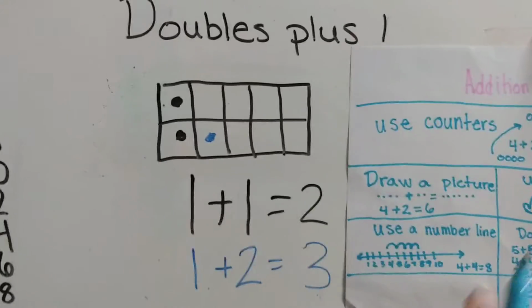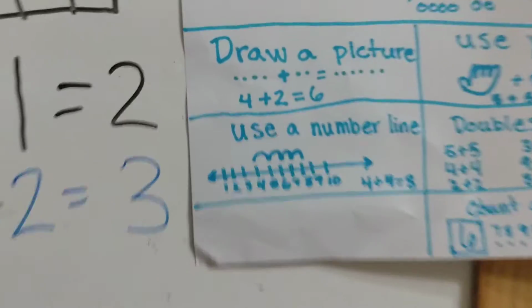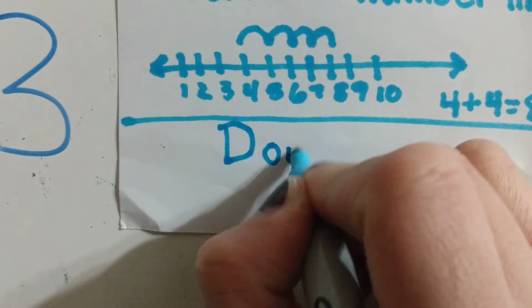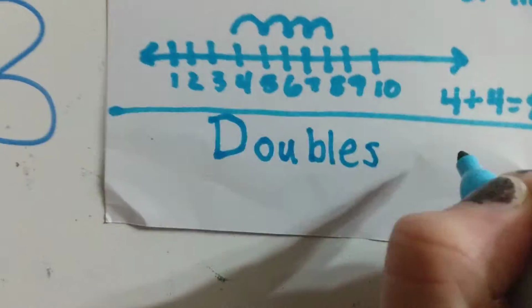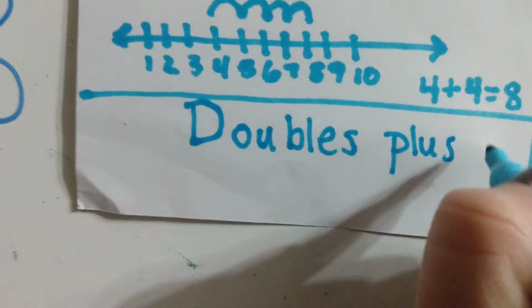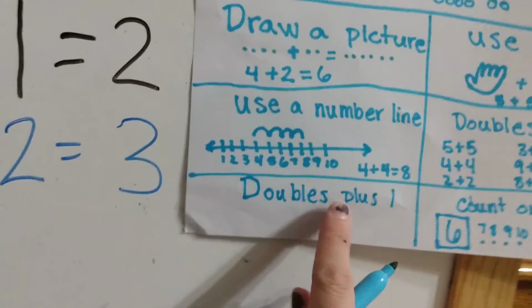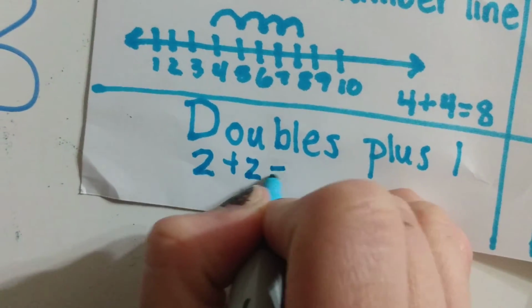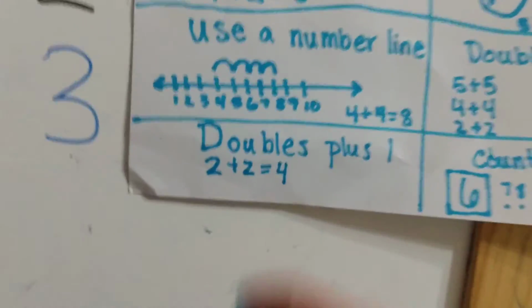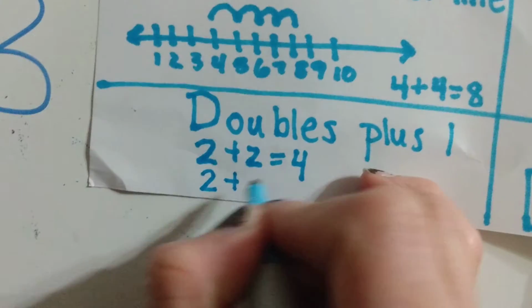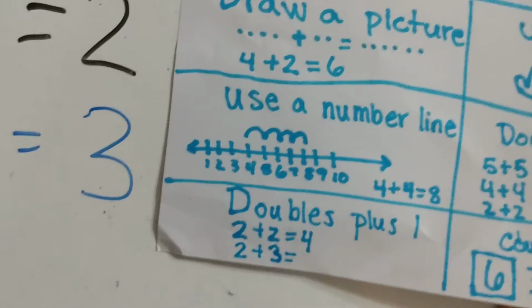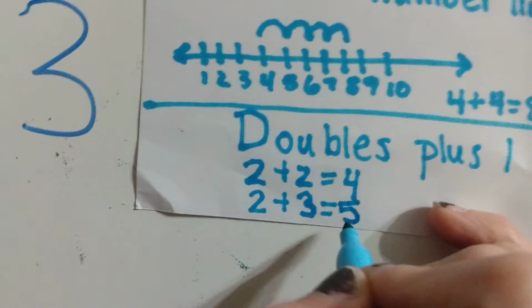Okay, so I think you guys got the hang of it. So we're going to go ahead and add this over to our addition strategy chart. So our strategy is called... What is it called again? Doubles plus 1. So that's when we know the double. So we know the double of 2 plus 2 equals 4. So then we would know 2 plus, we're adding one more, 3 equals, remember, since we just added 1, then we add 1 to the sum, 5.